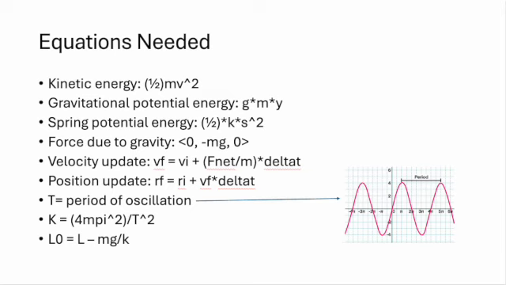Here are the different equations that we're using. We're using the different energy equations for kinetic, gravitational, and spring, the different force equations for spring and gravity, the update formulas, and formulas to find the spring constant and the original spring length. I also used the graph from Tracker to find the period of oscillation, as you can see in the picture to the right.